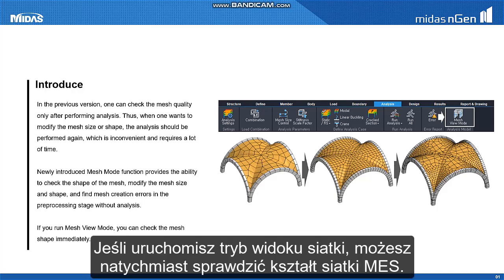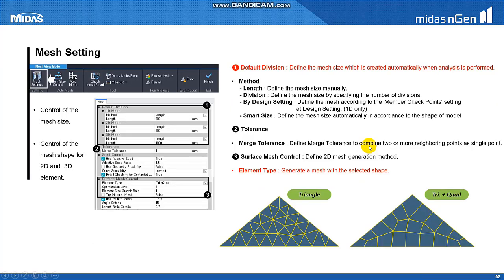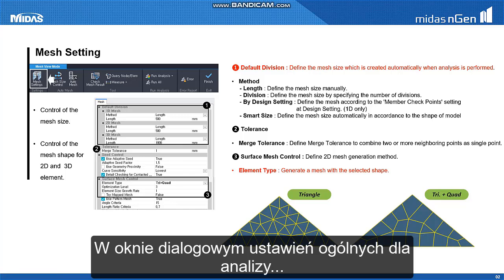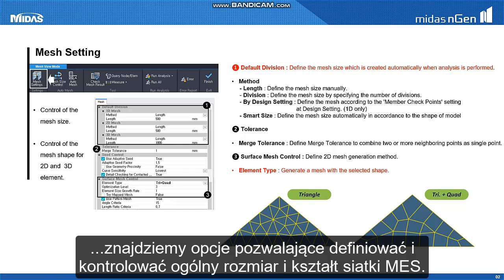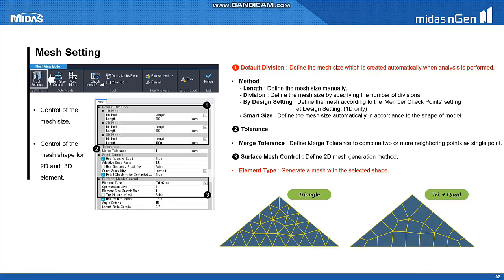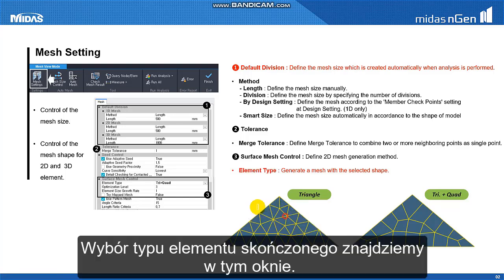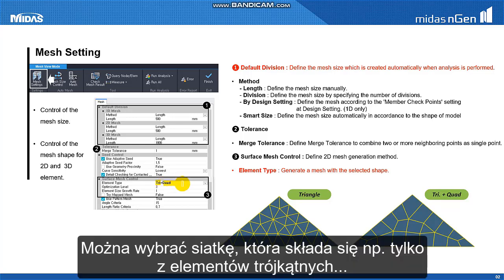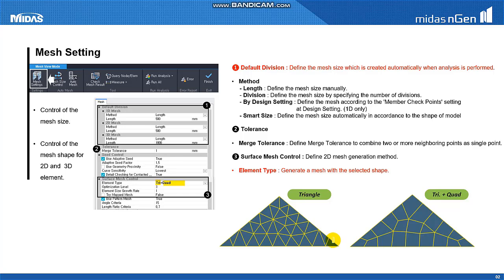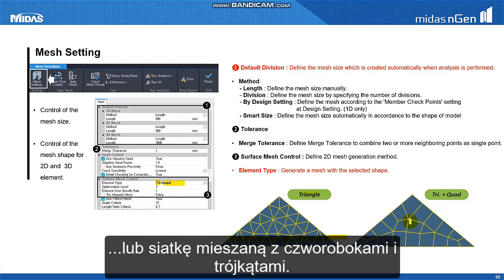If you run the mesh view mode, you can check the mesh shape immediately. First of all, there is a setting dialog in mesh view mode that allows you to control the overall mesh size. Here, you can set the mesh size separately for each part and determine the mesh shape. The mesh shape is categorized into triangular and square shapes. Each model can be composed of only triangular elements or a mixture of quadrilateral and triangular elements.